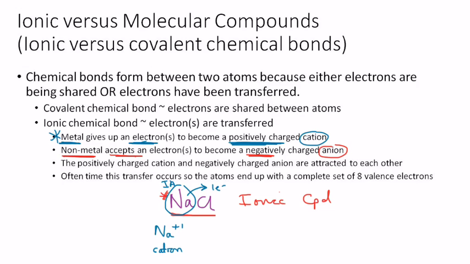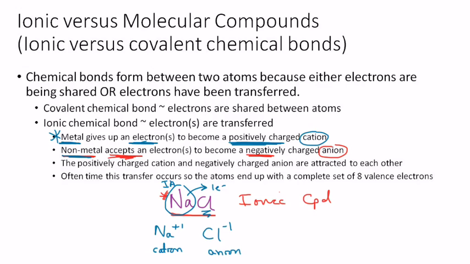All right. Well, chlorine is a nonmetal. And nonmetals tend to accept electrons. And chlorine's going to do that. So here we go. Chlorine takes in that one electron, and since it now has an extra electron, it has a -1 charge. This is what we call an anion.